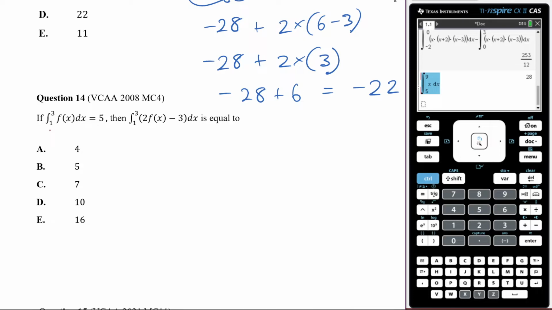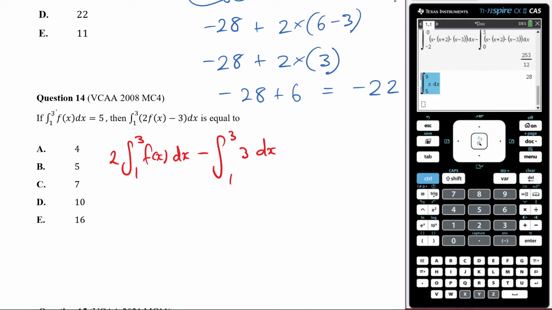It says we've got this and that. All right, what is happening here exactly? So I've got the integral from 3 to 1 of f of x dx is equal to 5. This is kind of the same thing again, isn't it? I'm just going to break this up. I'm going to take the 2 out the front, so I've got the integral from 3 to 1 of f of x dx, and then I'm going to take that minus out the front. I've got the integral from 3 to 1 of 3 dx. So I've just broken that up there.